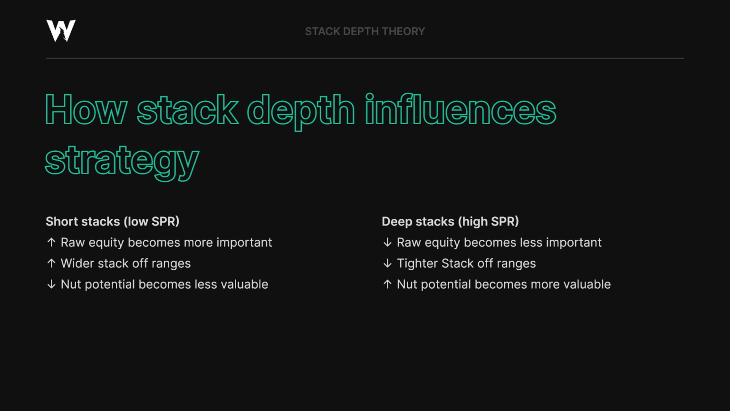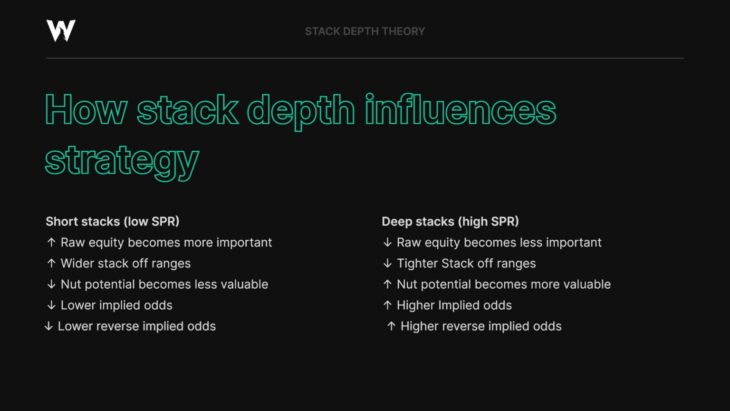Now, implied odds are one of the things that changes the most, of course, at shorter stacks. You'll have lower implied odds because there's less money behind, and also lower reverse implied odds. So getting in with top pair, it's very difficult to fold top pair at low SPRs. But deeper, as I said, top pair, no kicker can become more of a problem. And so there's higher implied odds for your draws, but also higher reverse implied odds.